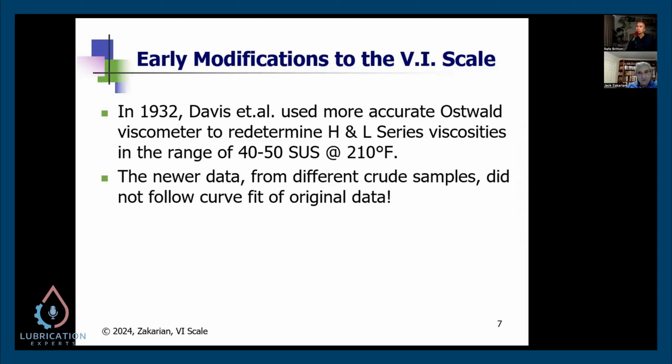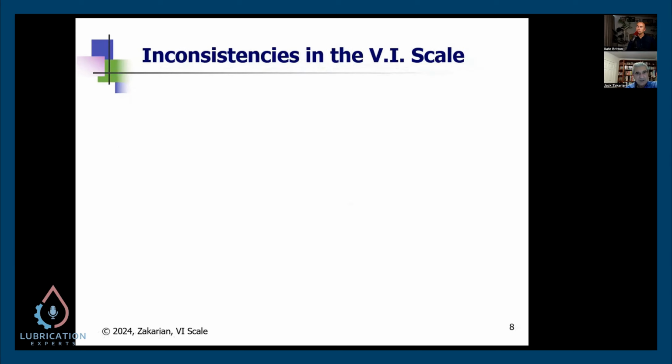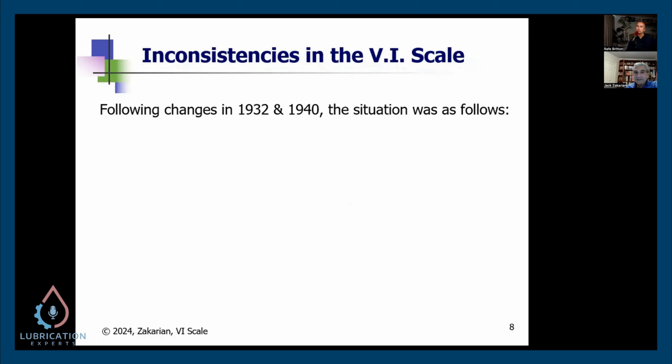So they got new crude, which was still from Pennsylvania and Gulf Coast, but it turned out that the new samples didn't really follow the curve fit of the original samples. And so in 1940, they decided to readjust the data, and they developed another second order polynomial to cover the low viscosity range. Now, getting more to inconsistency.